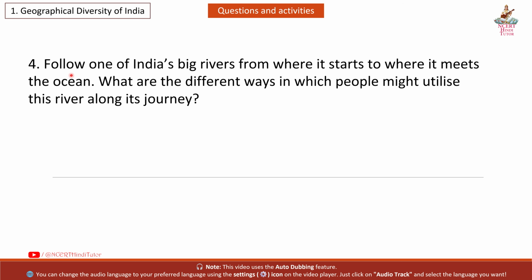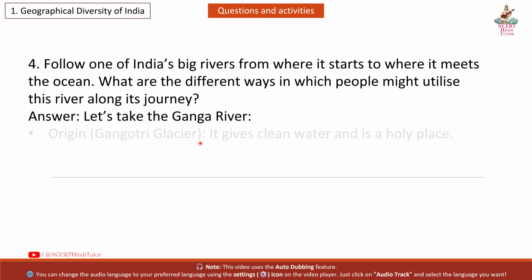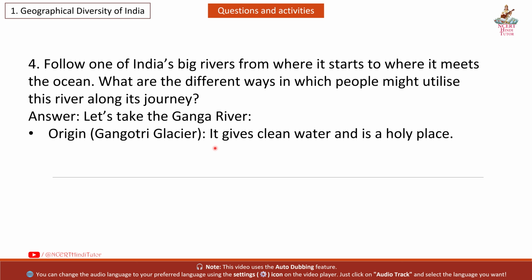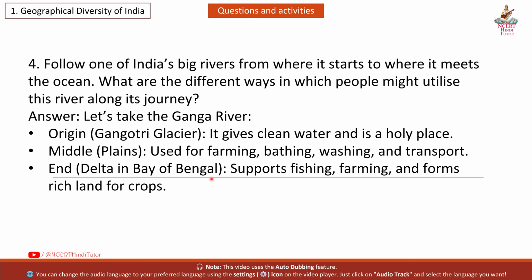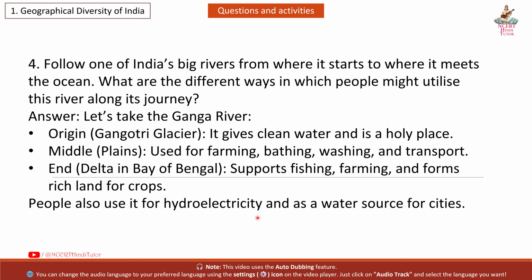Question 4. Follow one of India's big rivers from where it starts to where it meets the ocean. What are the different ways in which people might utilize this river along its journey? Answer: Let's take the Ganga River. Origin: Gangotri Glacier. It gives clean water and is a holy place. Second, middle plains: used for farming, bathing, washing, and transport. And delta in Bay of Bengal: supports fishing, farming, and forms rich land for crops. People also use it for hydroelectricity and as a water source for cities.